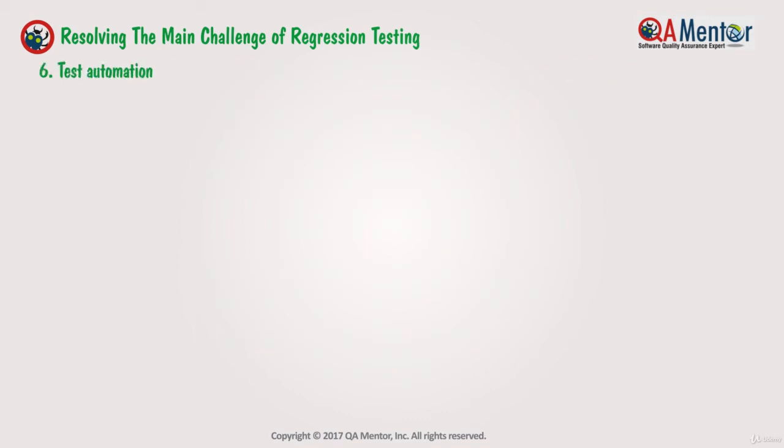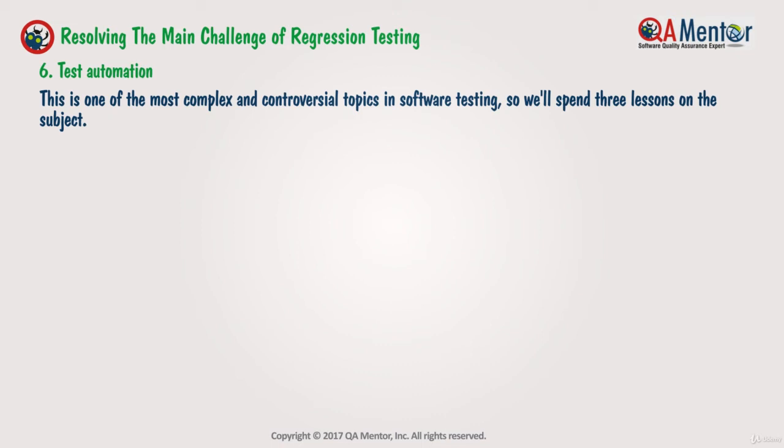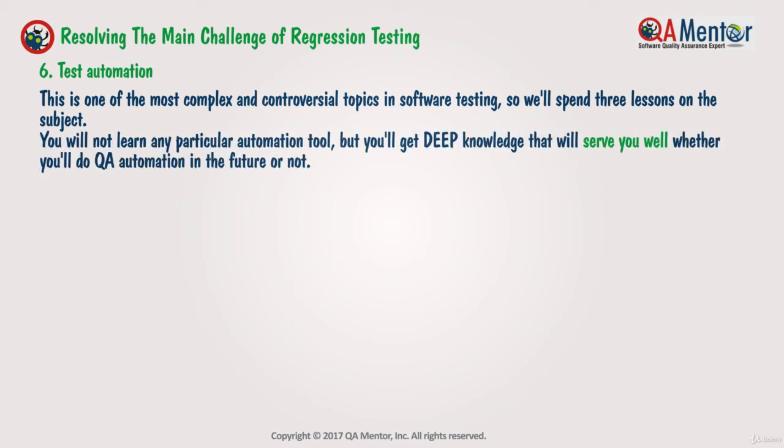6. Test automation. This is one of the most complex and controversial topics in software testing, so we'll spend 3 lessons on the subject. You will not learn any particular automation tool, but you'll get deep knowledge that will serve you well, whether you'll do QA automation in the future or not.